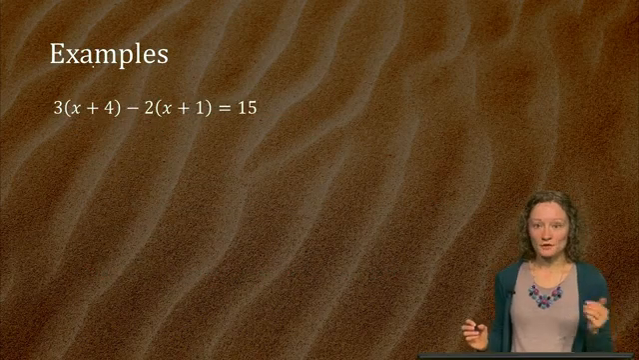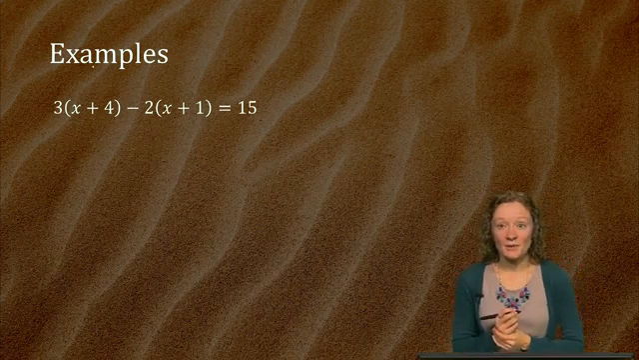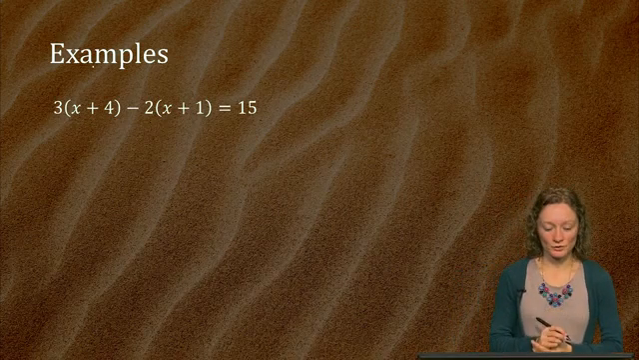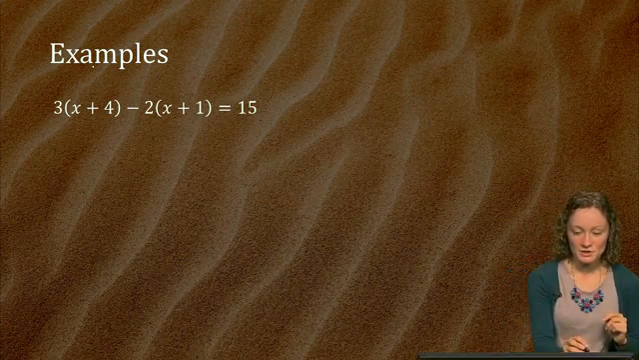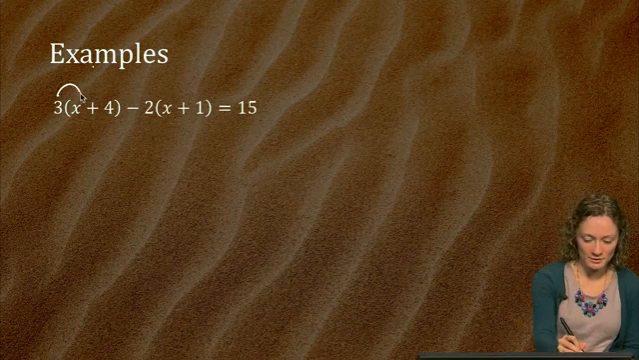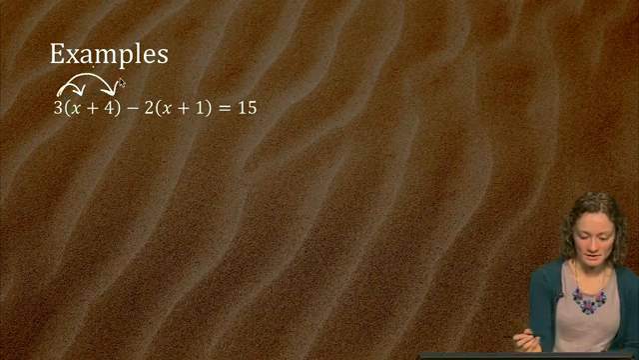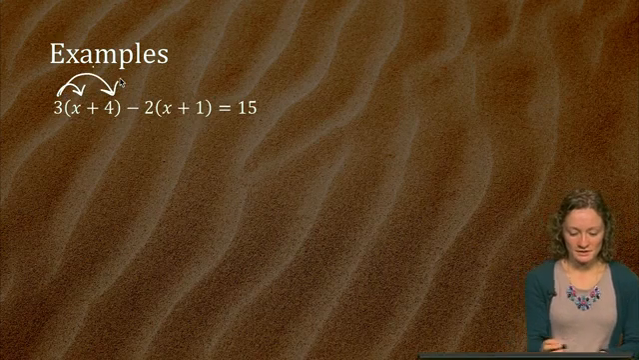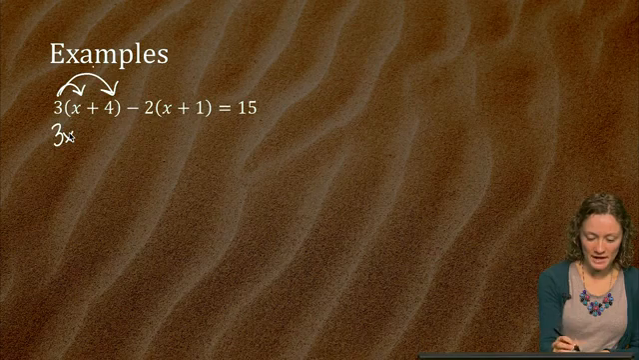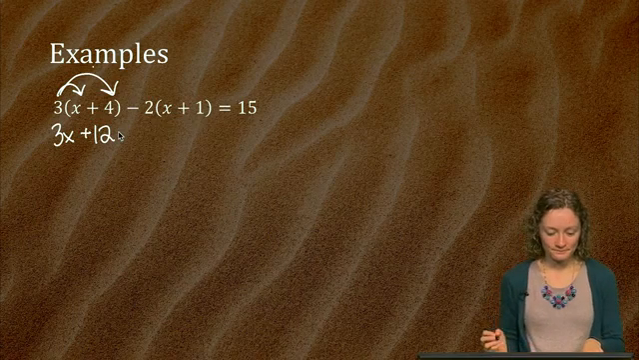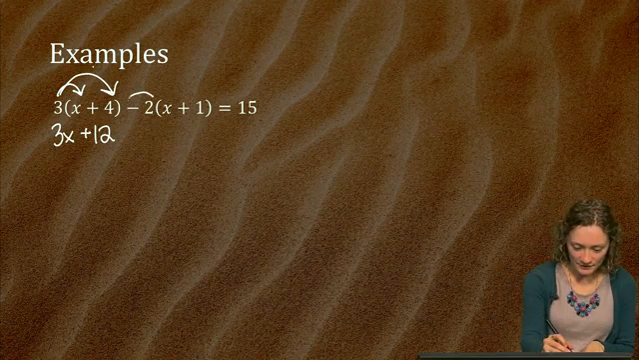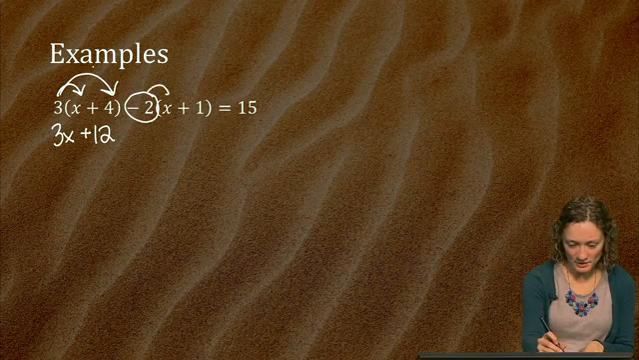Okay, our first problem, a linear equation containing whole numbers. So step one is distribute. In this case, we do have parentheses, so we can distribute. The 3 gets distributed to the first set of parentheses, giving us 3x plus 12. Remember, the parentheses signifies multiplication. And then the negative 2 can also get distributed.